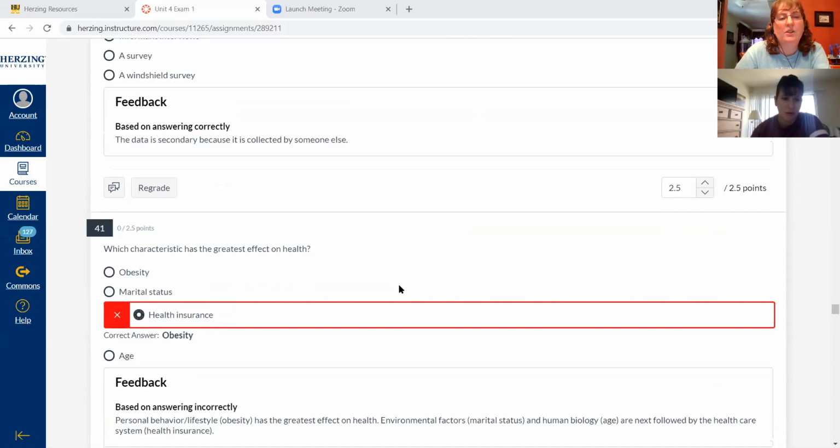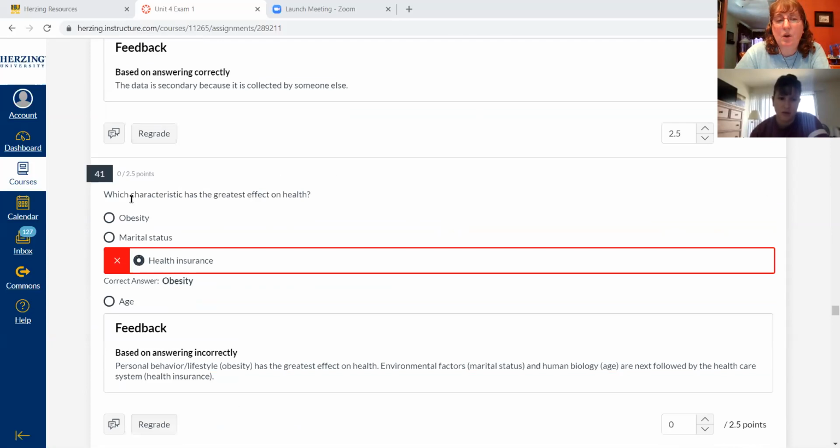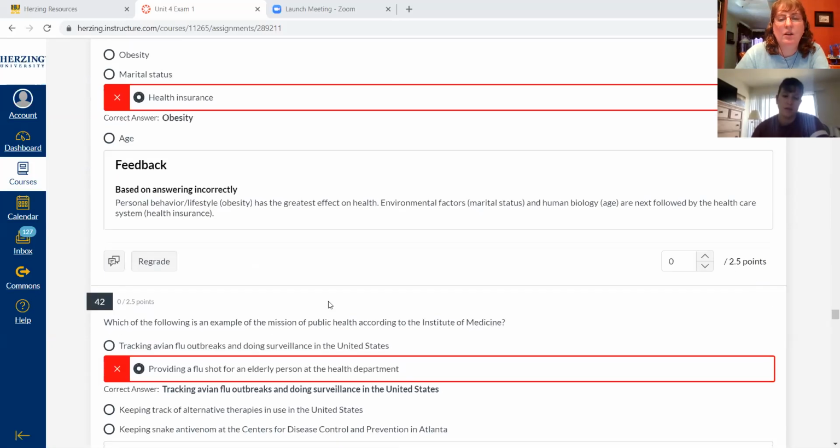Which characteristic has the greatest effect on health? Wow, that surprises me that that one's wrong. But well, I mean, let's think about this. Obesity pretty much affects almost everything that we talk about with health problems, right? And I guess health insurance doesn't really affect health. It affects how you're treated, but not your health really. Yeah. As you go through all these classes, all the different disorders we talk about, everything under the sun has to do with being overweight, and that's a huge problem. So that's going to be obesity for sure.